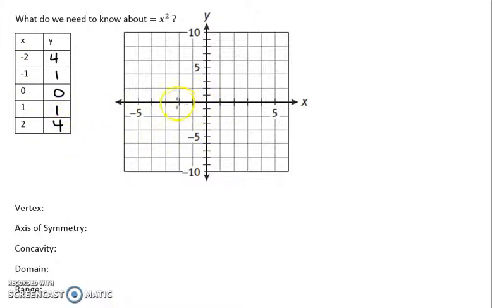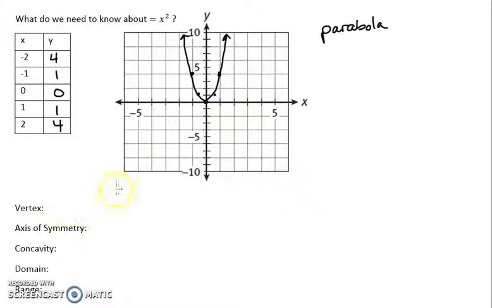So looking at this, we go left 2, we're going to go up 4. If we look closely, each of these marks here is actually worth 2. So left 2, up 4, it's going to be there. 1, 1 is going to be halfway. 0, 0, 1, 1, 2, 4. And it's going to open up like this. It's going to have a curve to it. And this is called a parabola, if you didn't already know, but I'm pretty sure you did. So the shape of this graph is called a parabola.